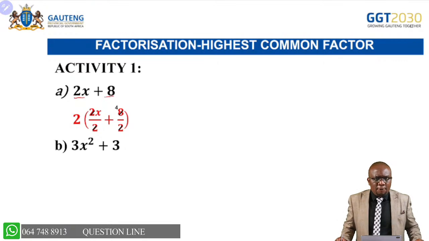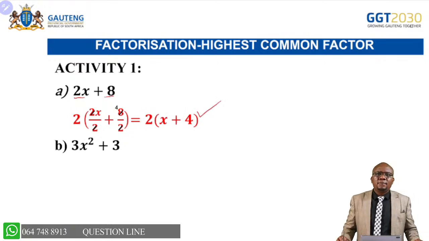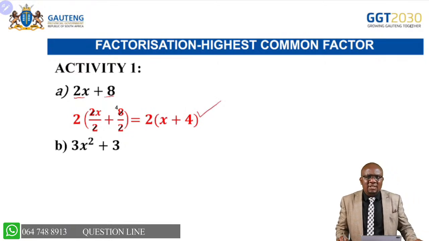X plus 4. And then outside the bracket will be 2. And then we have factorized. Please do mark your work. Okay? Then let's go to the next one.